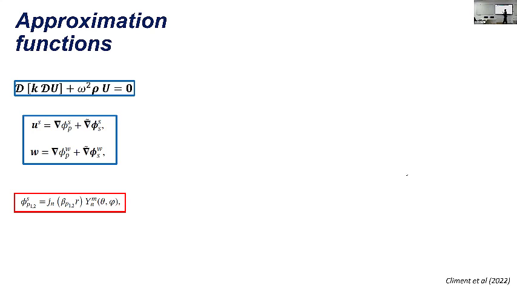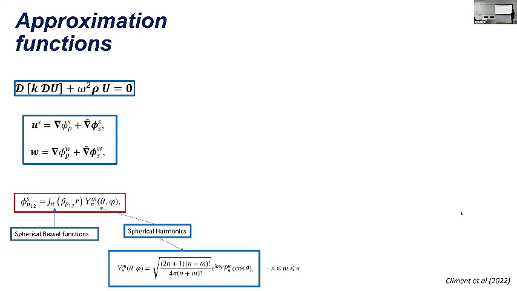These are the potentials. They depend on the spherical Bessel functions and the spherical harmonics. The result is calculated in spherical coordinates, as you can see here. This beta is a parameter that I am not going to explain in detail here. It is defined in the reference, so if you want to go there, you can find every detail.